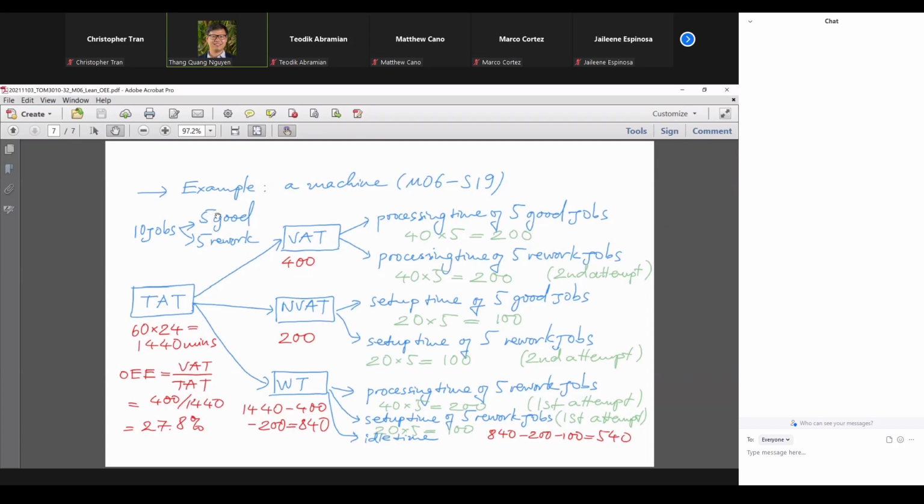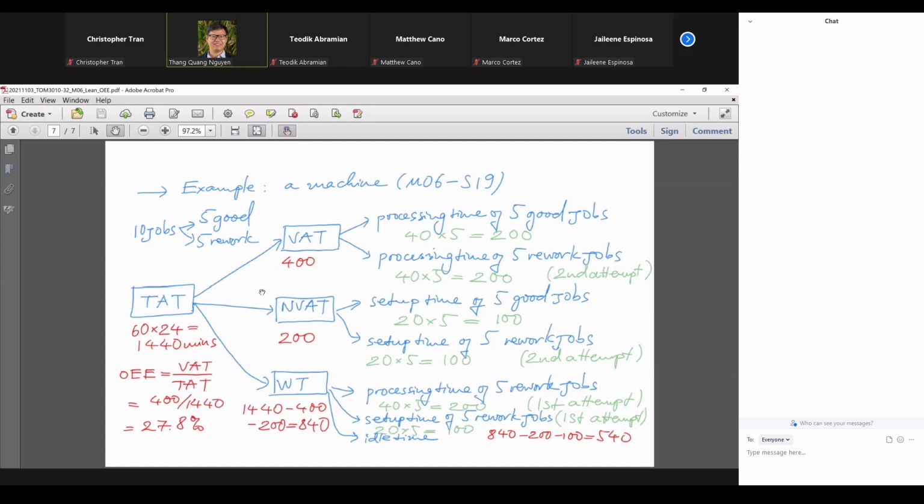So the 5 good jobs means that we nail it in the first attempt. We don't have to do anything further because the outcome is good already, right? So for that, we call it 5 good jobs. The 5 rework jobs are different because in the first attempt, we fail in some way. The outcome is not as we want it to be, right? So that's why we have to do it a second time. So that's the 5 jobs with rework, okay?